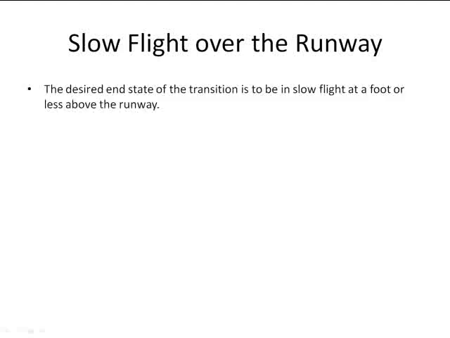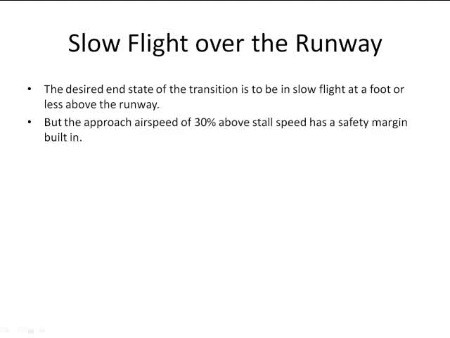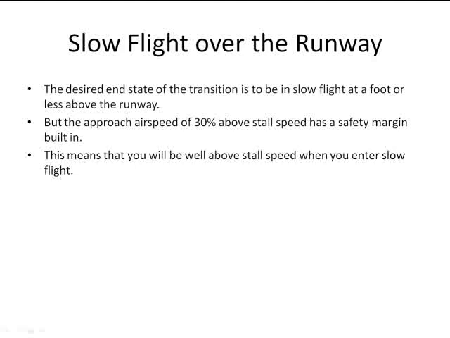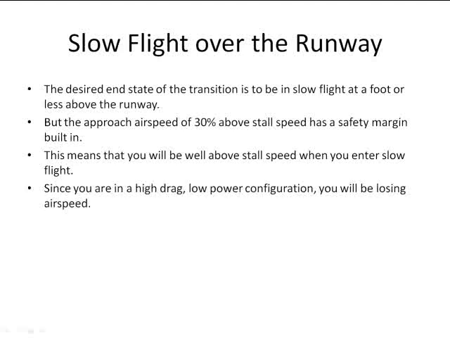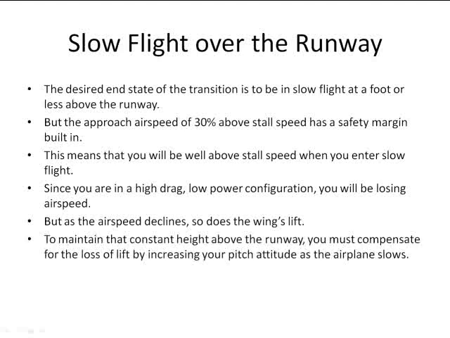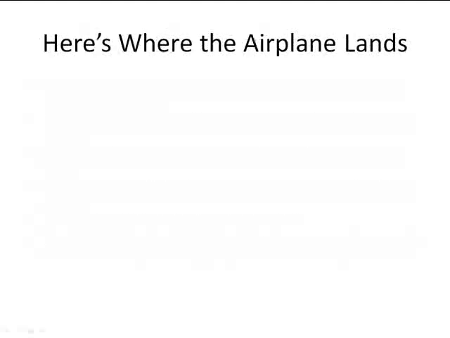Slow flight over the runway. The desired end state of the transition is to be in slow flight at a foot or less above the runway. But the approach airspeed of 30% above stall speed has a safety margin built in. This means that you will be well above stall speed when you enter slow flight. Once you are in a high drag, low power configuration, you will be losing airspeed. But as the airspeed declines, so does the wing's lift. To maintain that constant height above the runway, you must compensate for the loss of lift by increasing your pitch attitude as the airplane slows.